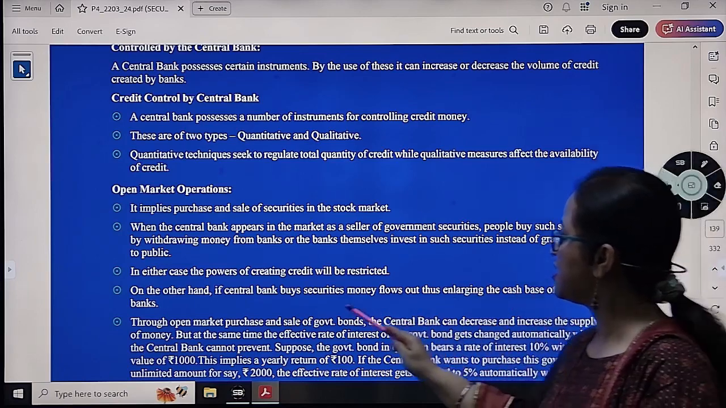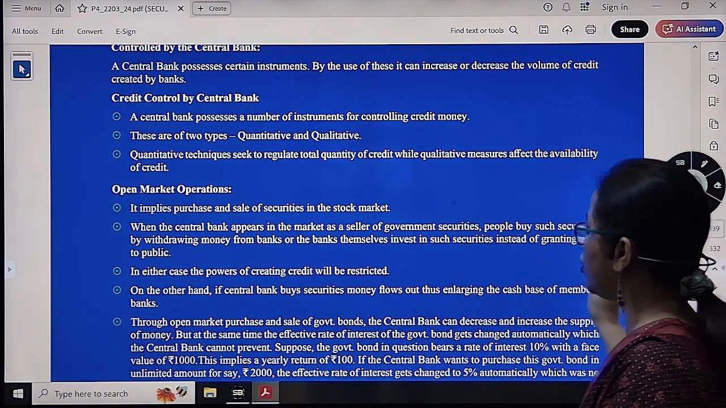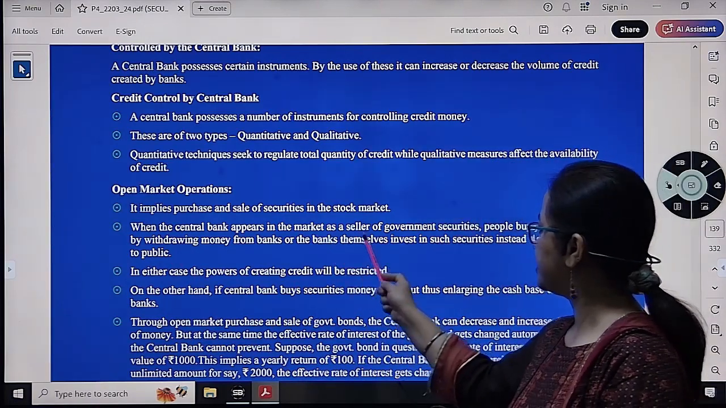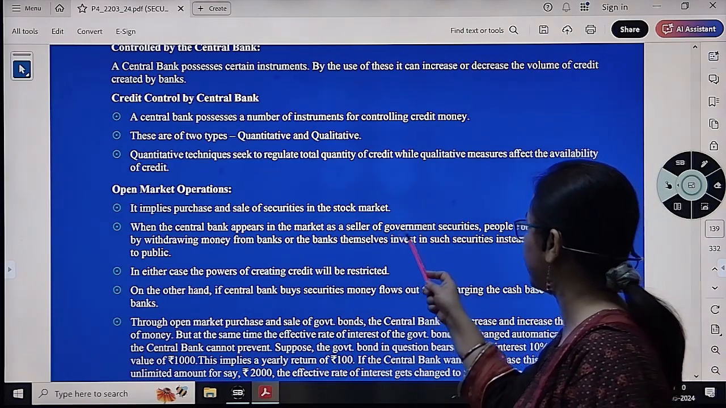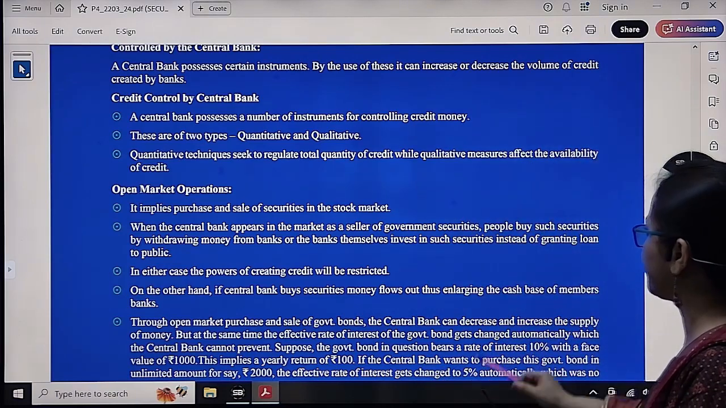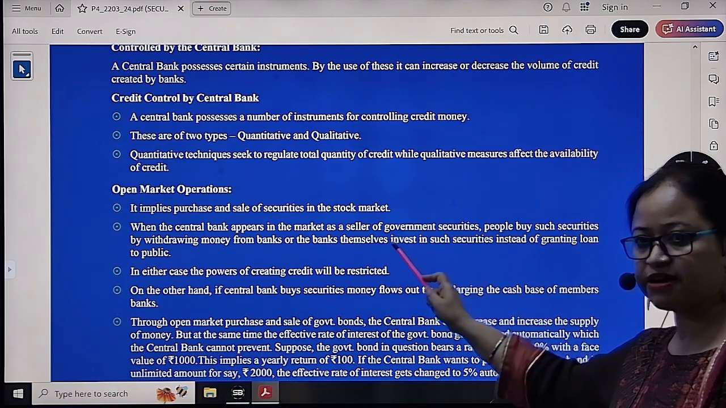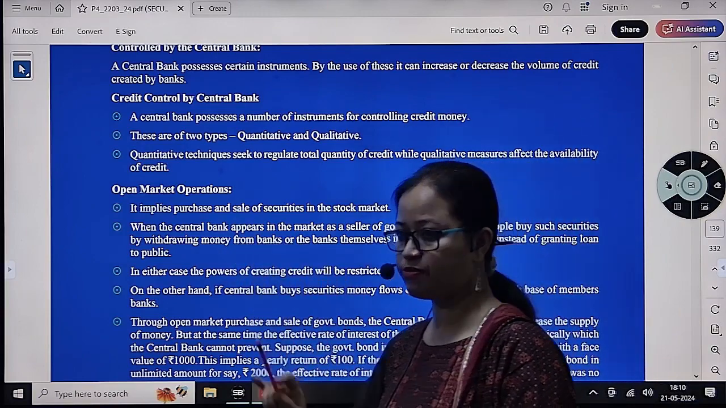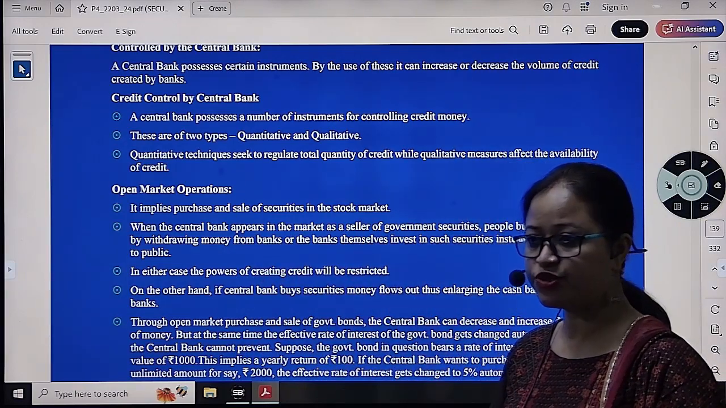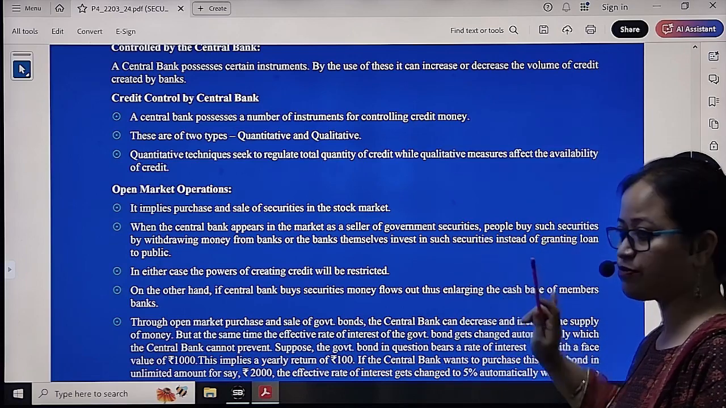People buy such securities by withdrawing money from banks, or the banks themselves invest in such securities instead of granting loans to the public. Getting it? So how is it going on? When the central bank sells government securities, everybody will try to purchase: the public will try to purchase, as well as the banks. So when the general people try to purchase those government securities, what will they do? They will withdraw money from the bank and then buy the securities. Or the banks themselves, what will they do? They will invest. That means they will buy.